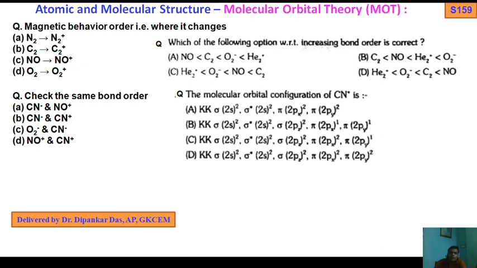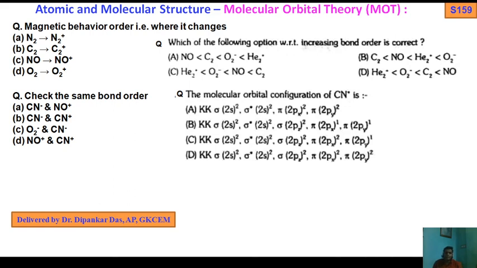Which of the following with respect to increasing bond order is correct? NO, C2, O2 minus, He2 plus; He2 plus, O2 minus, NO, C2; C2, NO, He2 plus, O2 minus; He2 plus, O2 minus, C2, NO. Very interesting question. So which will be the increasing bond order? Again, the same approach.